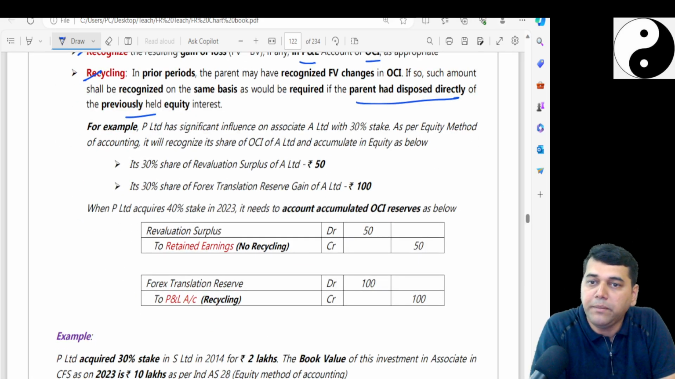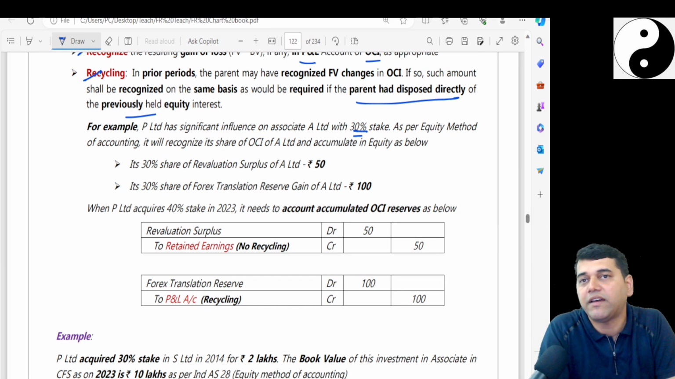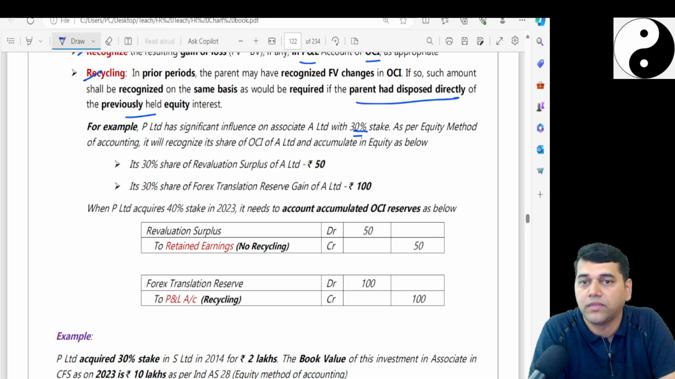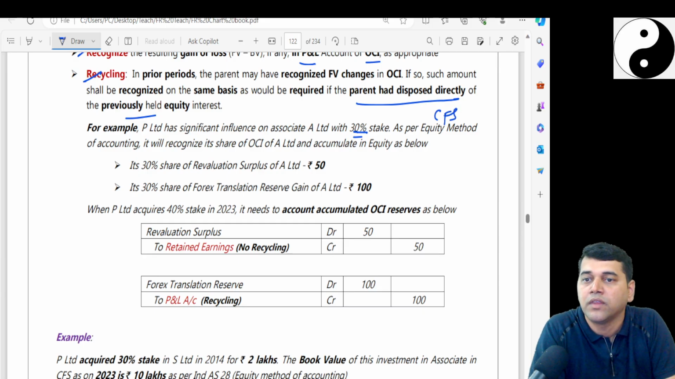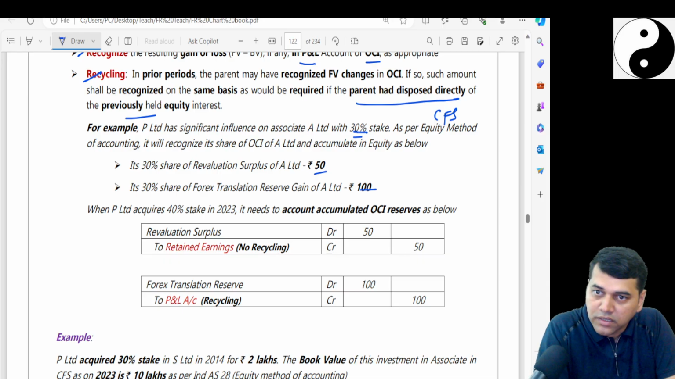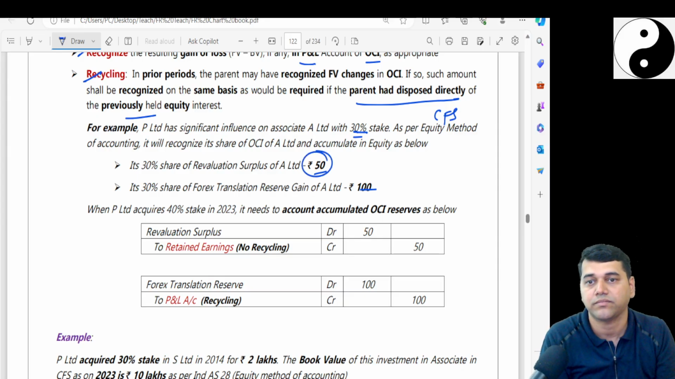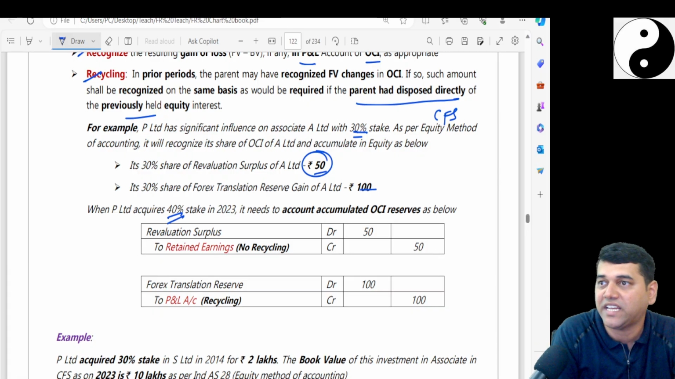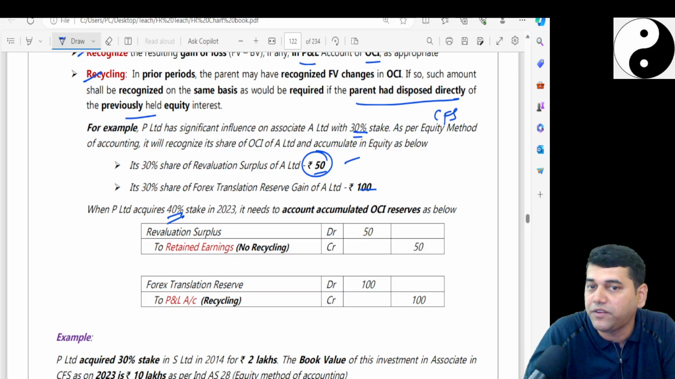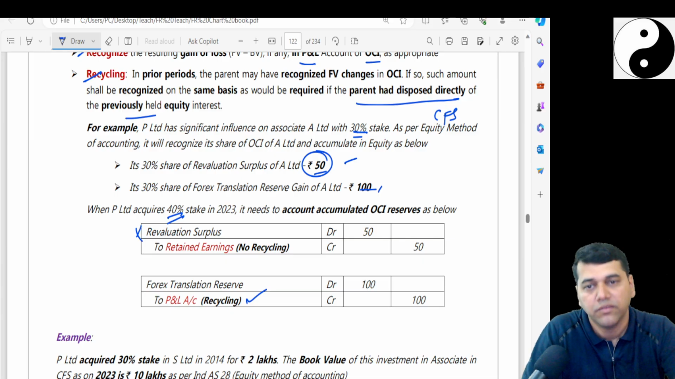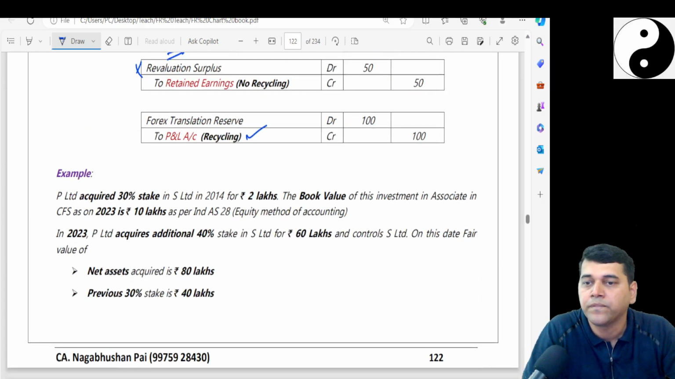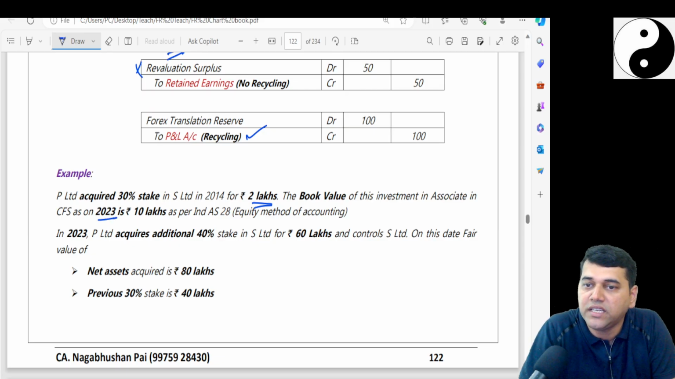Say for example, P Limited has got significant influence with 30%, and they were following the equity method of accounting in CFS. It will recognize its share of OCI as below, 50 and 100, for its 30% share. Now, when P Limited acquires a 40% stake, whatever accumulated balance of this 50 and 100 is there, the revaluation surplus is not subject to recycling. Forex reserve is subject to recycling. It will go to P&L. We'll solve the problem. This example is from one problem. Like P Limited acquired 30% stake for 2 lakhs. Book value of the investment in associate as on 23 is 10 lakhs.